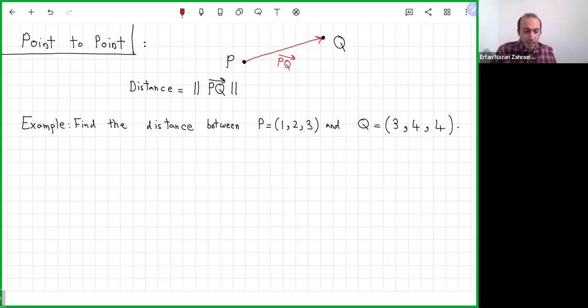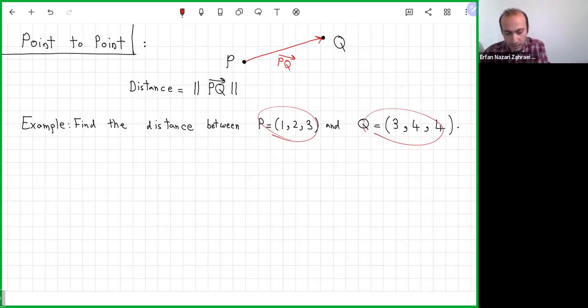So first, the simplest situation is you have 2 points and you want to find the distance between them. As you already know, the distance between 2 points is the same as the length of the vector connecting them. So you consider the vector PQ, which connects these 2 points, and then the length of that vector is the distance. Very simple situation.